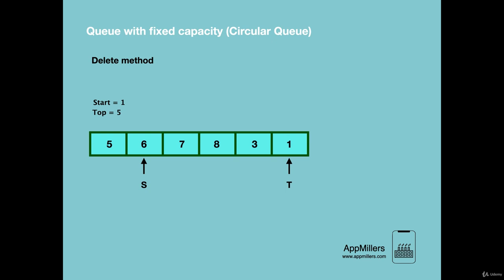Finally, the last method is delete method. We know that delete method in case of queue is responsible for deleting all elements from the queue. So in this case, we are just setting this list to none. So in this case, all elements will be none and the start and top properties of this queue will be set to -1. Now with this, we have completed this lecture.